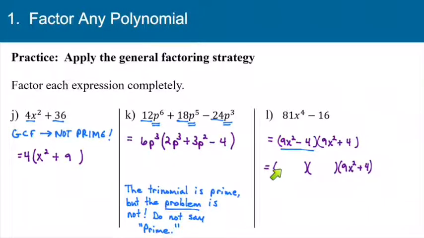9x squared can be 3x times 3x, and then the minus 4 can be minus 2 and plus 2. And if you were to multiply these two together, they would go back to 9x squared minus 4. If you multiply these two factors together, it goes back to this. So we know this factoring is right, and we know it's complete because this is a sum of squares and cannot be factored. These are linear and cannot be factored any further.